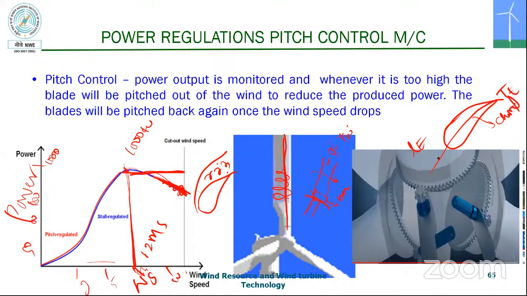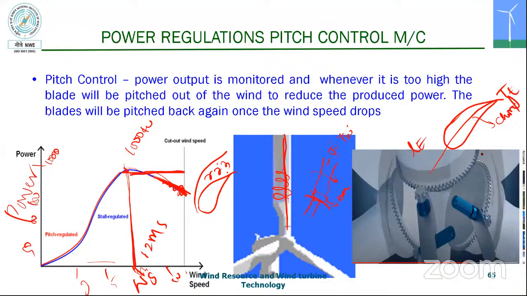Okay, so this is called the chord line, with the leading edge and trailing edge. This is the chord line. That is the aerodynamic surface of the blades.